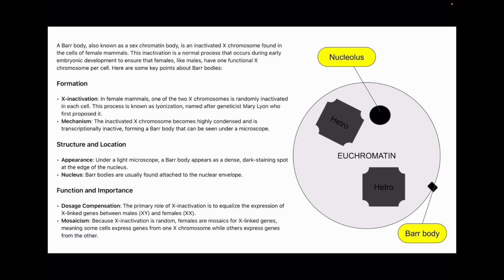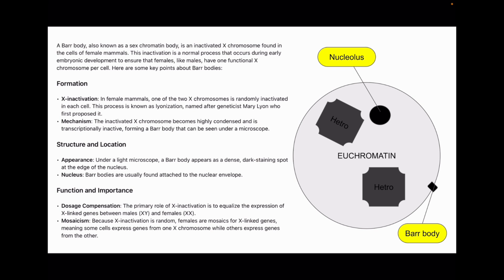The structure and location. Under a light microscope, a bar body appears as a dense, dark staining spot at the edge of the nucleus. In the nucleus, the bar bodies are usually found attached to the nuclear envelope.